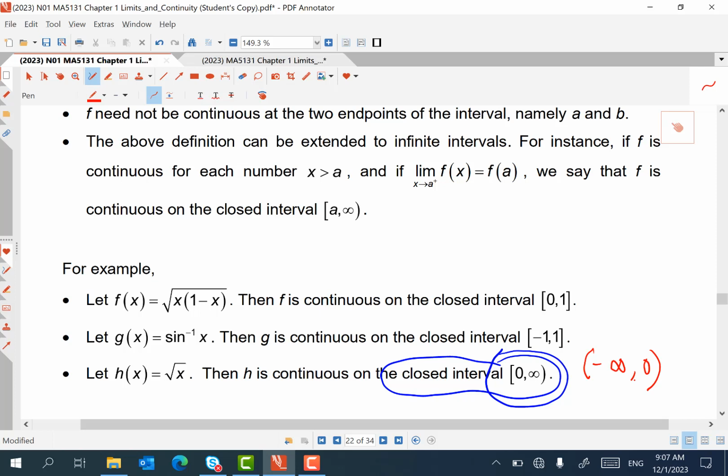So whenever you have infinity involved, things may be a little bit different. Just like infinity plus infinity is not too bad, but infinity minus infinity, right?